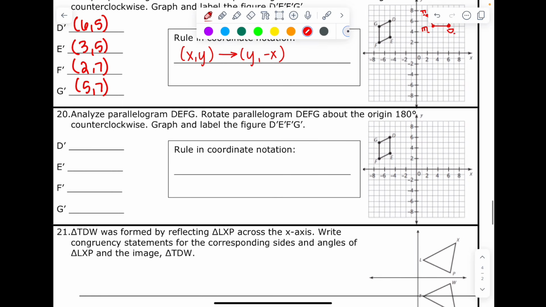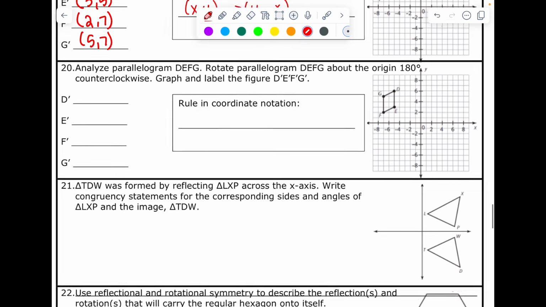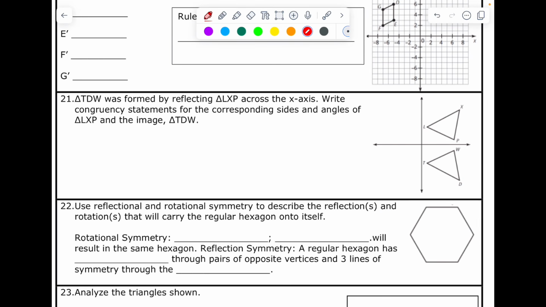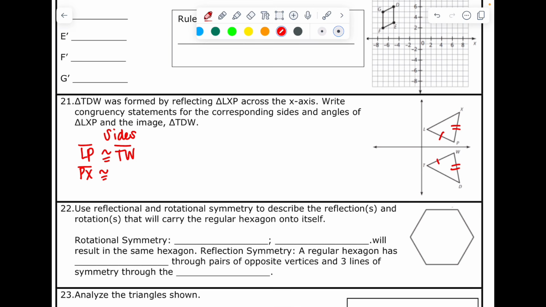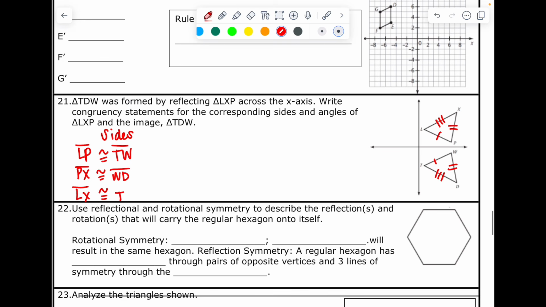Go ahead and try number 20. 21, TDW was formed by reflecting LXP across the x-axis, which we can see over here. And write the congruent statement for the corresponding sides and angles. All right, so for the sides, we can clearly see that LP and TW are congruent. We can clearly see that WD and XP are congruent. So since I put P first and then X, I'll put W first, then D. And then lastly, LX. And since I put L first, that means T needs to go first. All right, there you go.